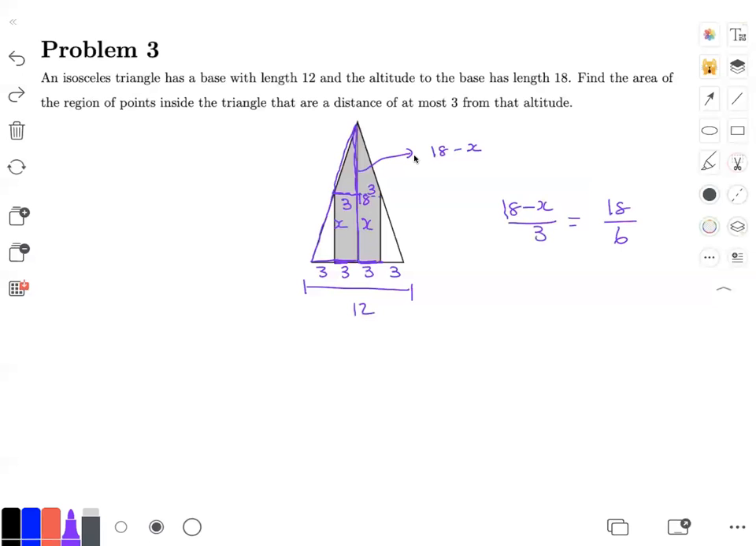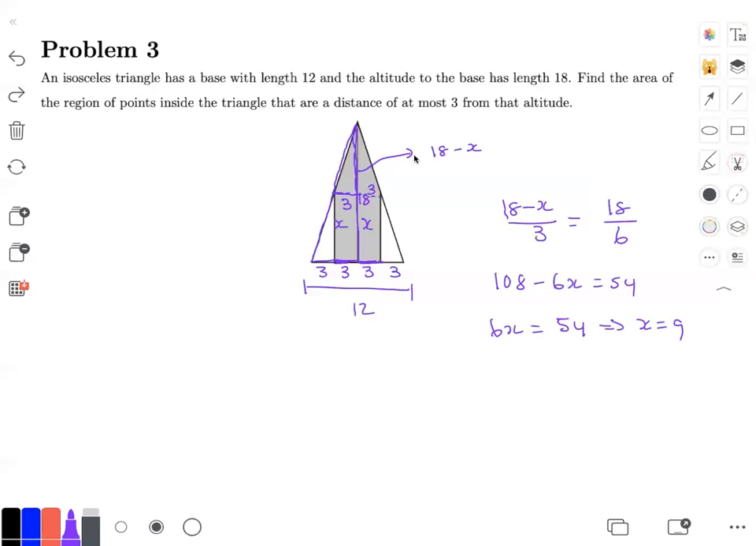We can cross multiply. 18 times 6 is 60 plus 48, 108, minus 6x is equal to 54. So 6x is equal to, that should be 54. So we get x is equal to 9, and that will allow us to finish this problem.